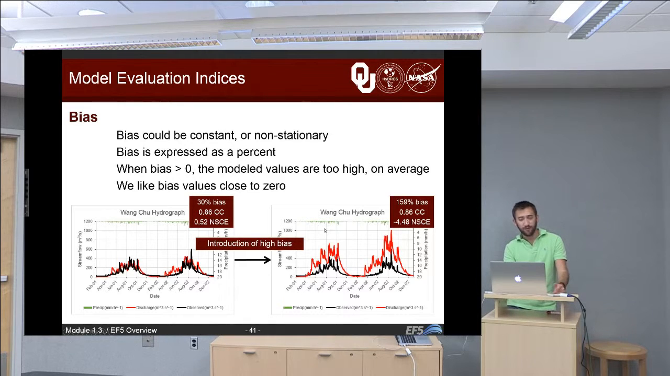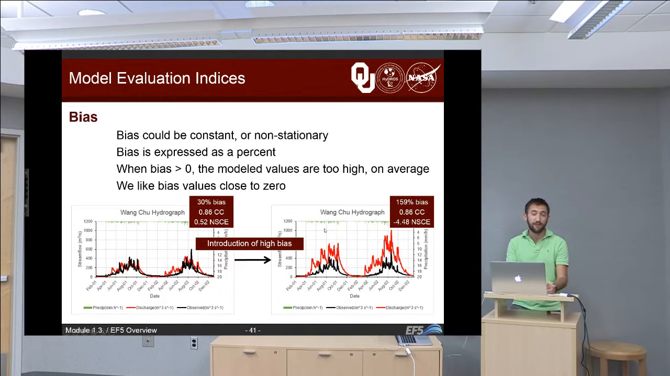Bias could also be constant or non-stationary, so you could have a bias of 4 cubic meters per second and just add 4 onto every single thing instead of doubling it, or you could have one where it subtracts it. There are different ways of looking at bias. It's usually expressed as a percent.